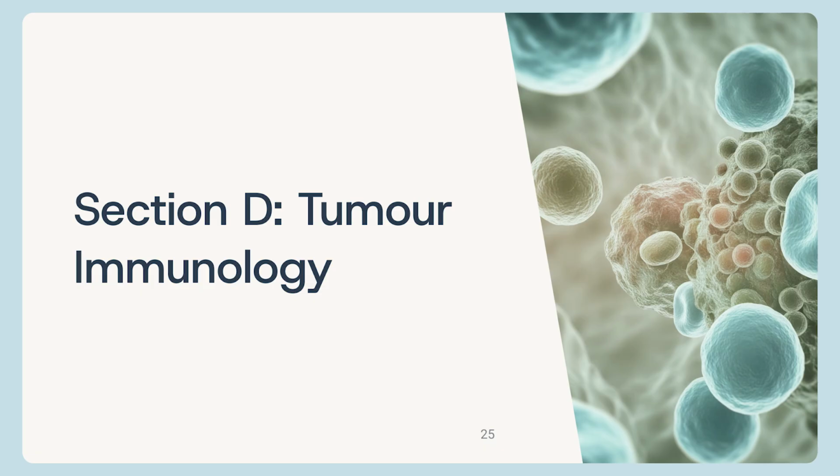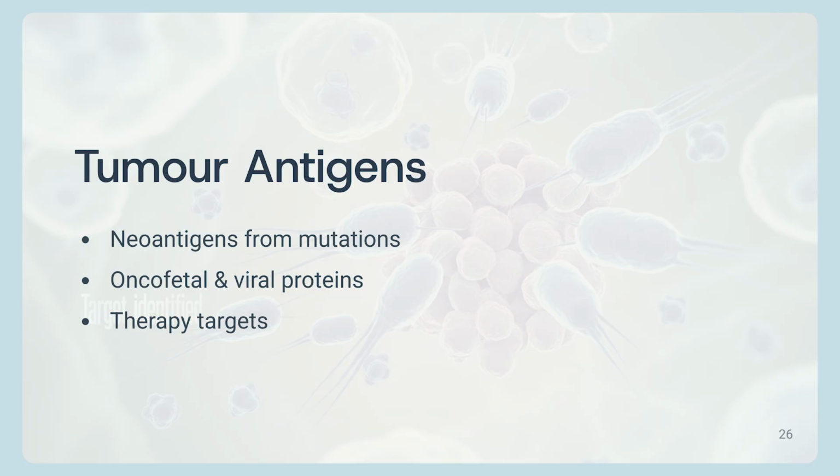All right, let's go to our final key area, tumor immunology. We'll explore how your immune system recognizes and responds to cancer cells. First, let's talk about how your immune system recognizes cancer cells. It does so through tumor antigens. Tumor antigens are proteins expressed by cancer cells. Some of these are called neoantigens, which come from mutations unique to cancer cells, so your immune system can recognize them as foreign.